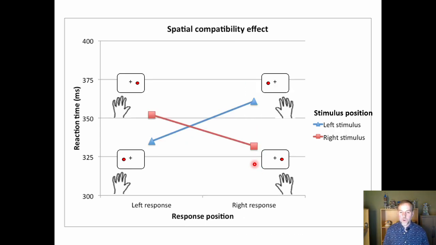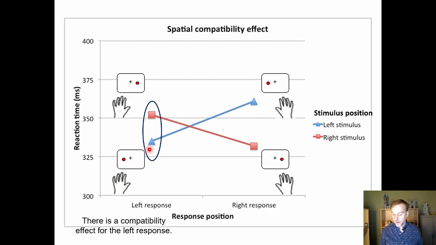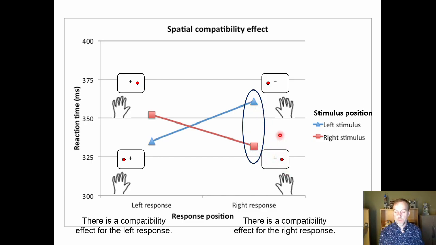Let's look at a few other graphs. So here, before we had an X, now we kind of have a smaller X. But are there compatibility effects? Well, let's look at the left. Okay, that is the compatible condition. It is faster, so yes, we have a compatibility effect for the left response. What about on the right? Yeah, so it's smaller than before, but it's faster, so we're going to say that yes, there's a compatibility effect for the right. So we went from an X to a smaller X.